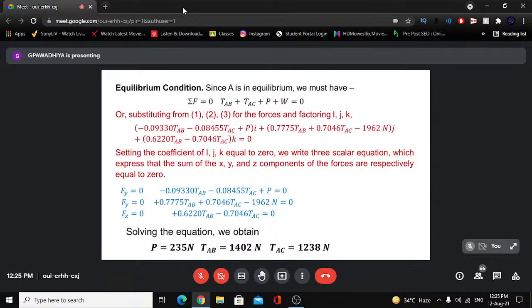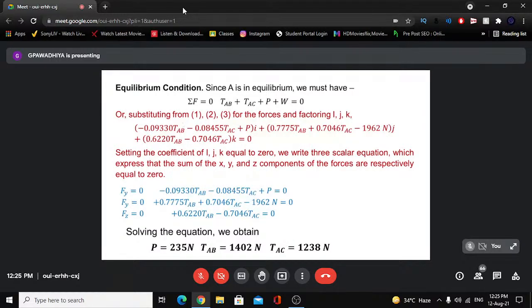So we get the equilibrium equation at joint A as (minus 0.09330 TAB minus 0.08455 TAC plus P) i plus (0.7775 TAB plus 0.7046 TAC minus 1962) j plus (0.6220 TAB minus 0.7046 TAC) k equal to 0. So this is the equilibrium equation at joint A.